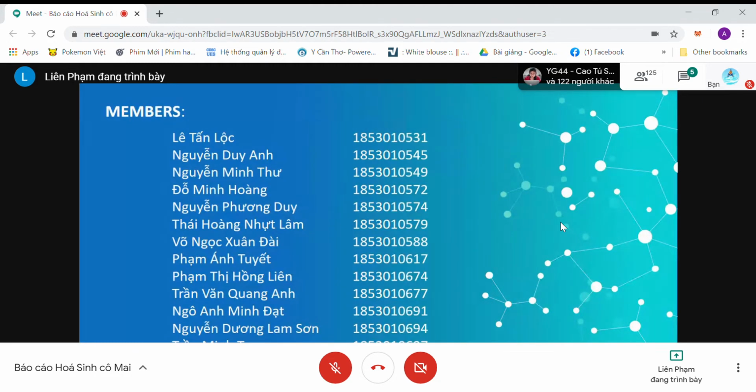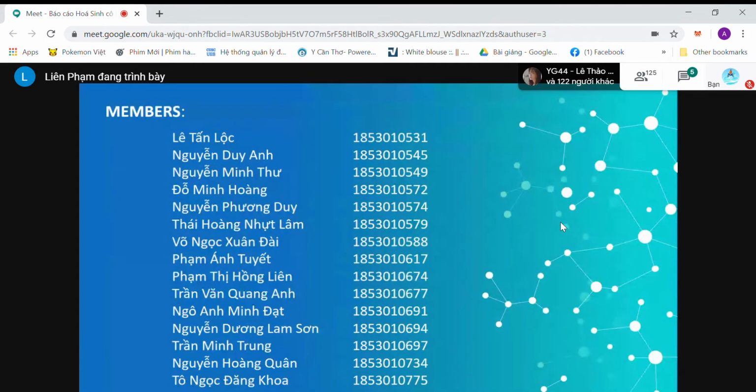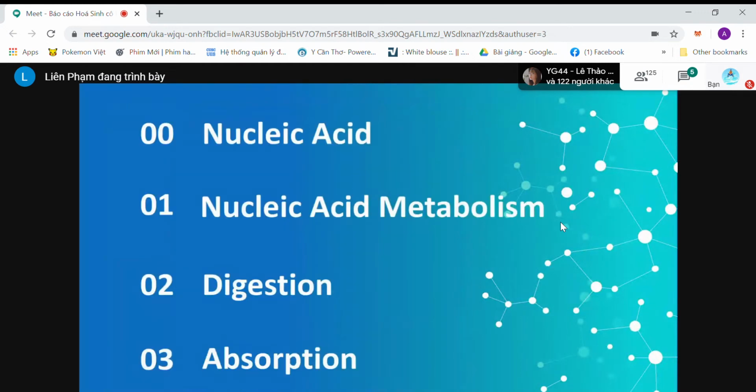So today I'm going to bring you a presentation about nucleic acid metabolism overview. My presentation has three parts. First, metabolism: what is nucleic acid metabolism? Then we move into digestion: how nucleic acids are digested in our bodies. Finally, we come to absorption: how nucleic acids are taken into our bodies.